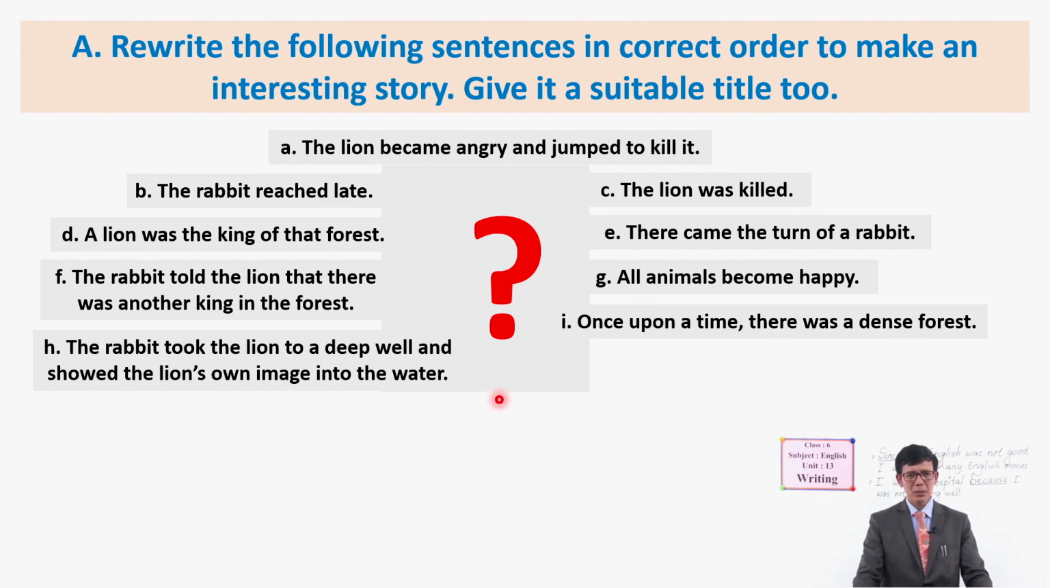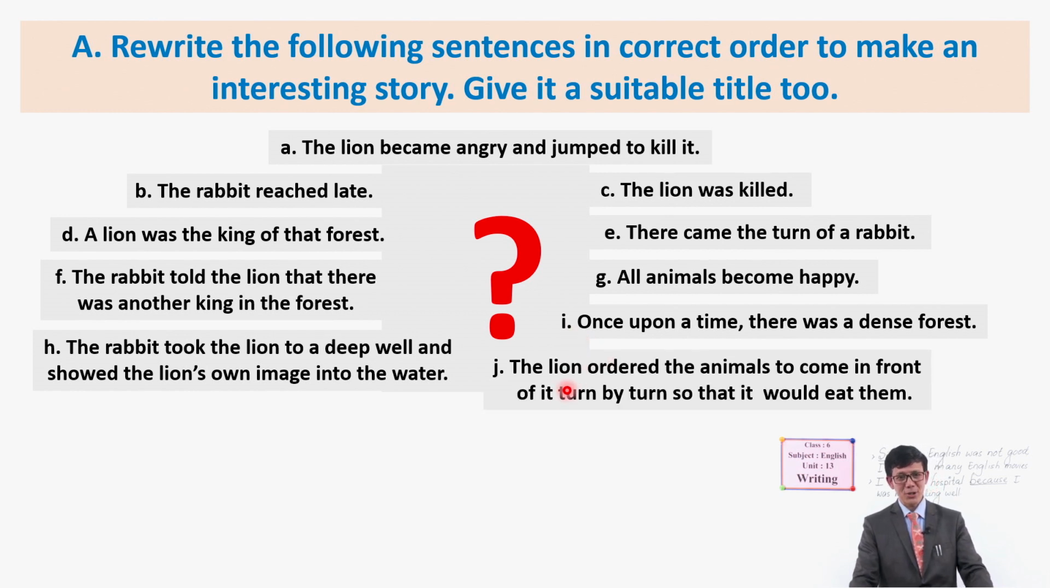And what about next? All right, you can see, once upon a time there was a dense forest. There is one more. Oh, there are still some sentences you can see there. So what can you see there? The lion ordered the animals to come in front of it turn by turn so that it would eat them. Look at the sentences. These are different sentences. They are not in order. These are random sentences, parts of the sentences.